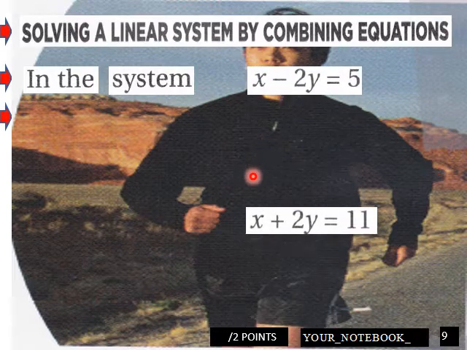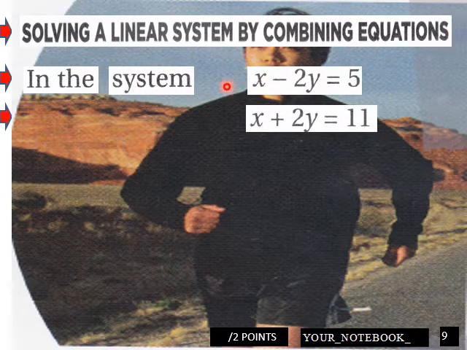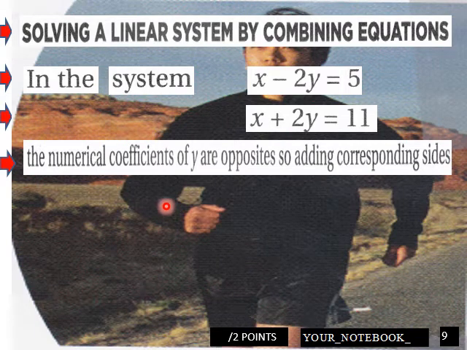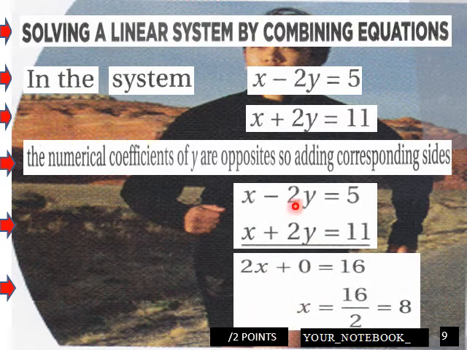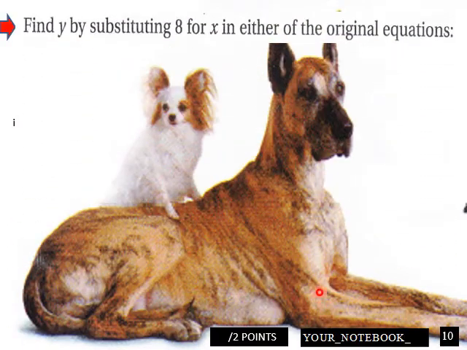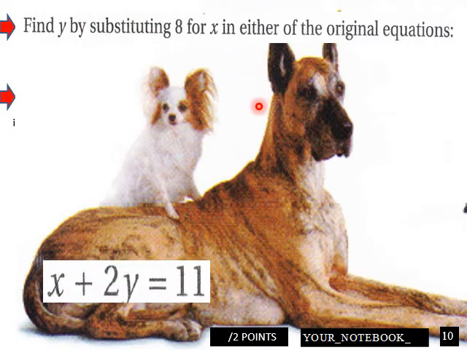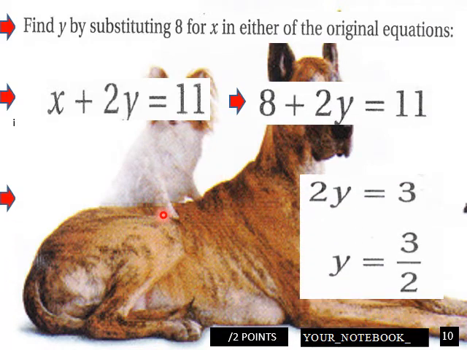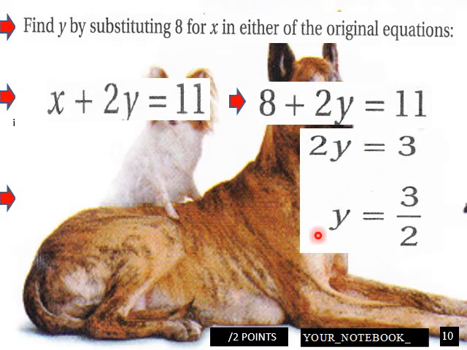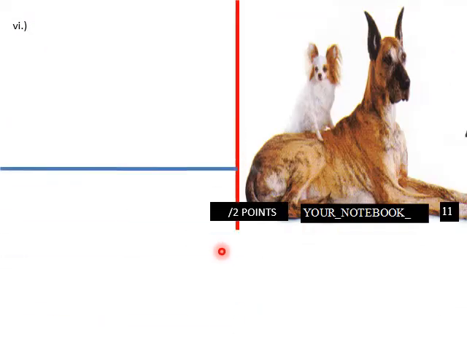Solving a linear system by combining equations. In the system here, the numerical coefficients of y are opposite, so adding corresponding sides will eliminate the y here. So we get 2x equals 8. Solve for x and we get 4. Find y by substituting 4 for x in either of the originals. So we can plug in 4 there. 8 plus 2y equals 11. 2y equals 3. y equals 3 over 2. So that's how to solve a system as well.